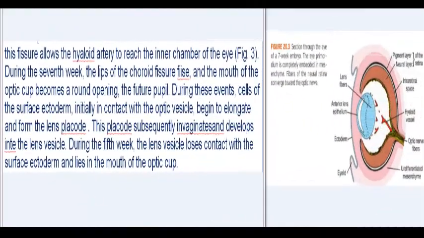Formation of this fissure allows the hyaloid artery to reach the inner chamber of the eye, Fig. 3. During the 7th week, the lips of the choroid fissure fuse, and the mouth of the optic cup becomes a round opening, the future pupil.